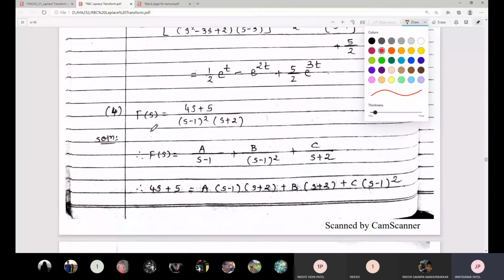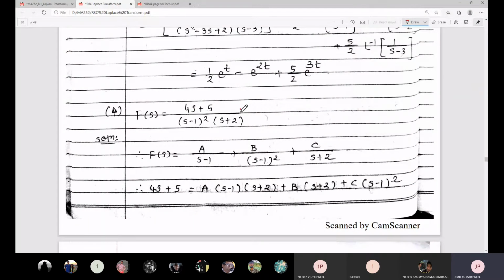Yes. Okay. So F(s) is equal to (4s + 5) divided by (s - 1)² (s + 2). This is our given F(s). Now, if you use partial fractions, how can we decompose it? F(s) is equal to A upon (s - 1) plus B upon (s - 1)² plus C upon (s + 2).